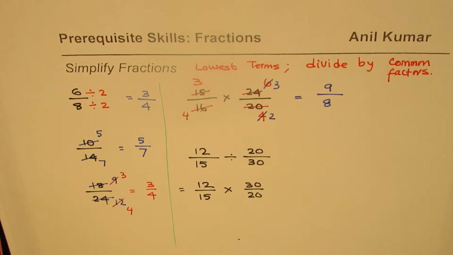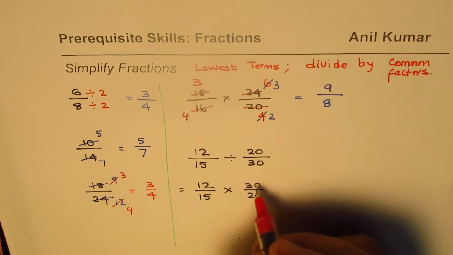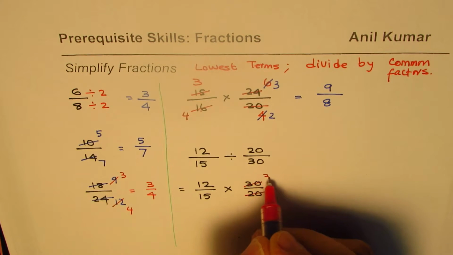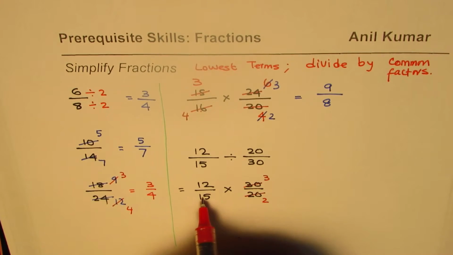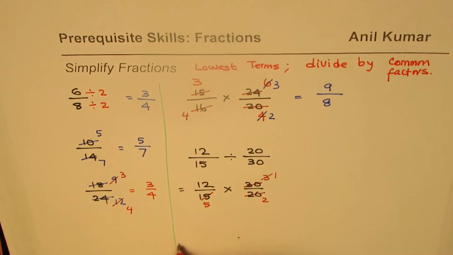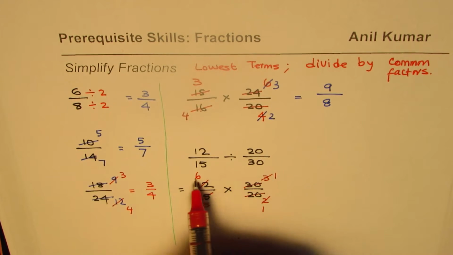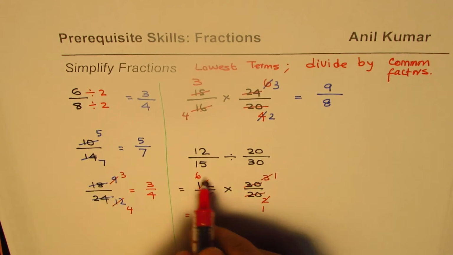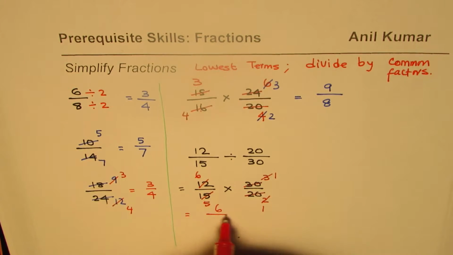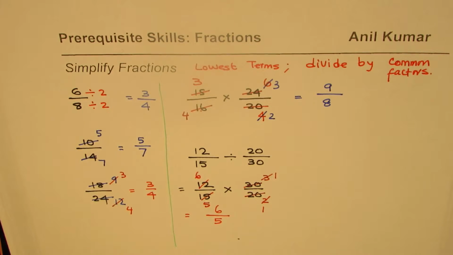And then we'll simplify. 30 and 20 both could be divided by 10, so we get 3 over 2, correct? 15 can be divided by 3, so 5, and 3 times 1. 2 times 1 is 2, 2 times 6 is 12. What do we get? 6 times 1 is 6, and 5 times 1 is 5. We get 6 over 5 as our result, correct? So that is how we could actually divide and then simplify also, correct? So that is how you should be doing it.